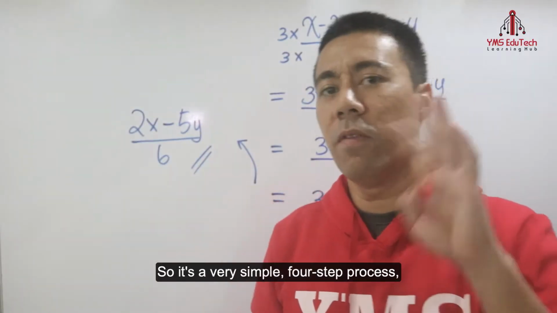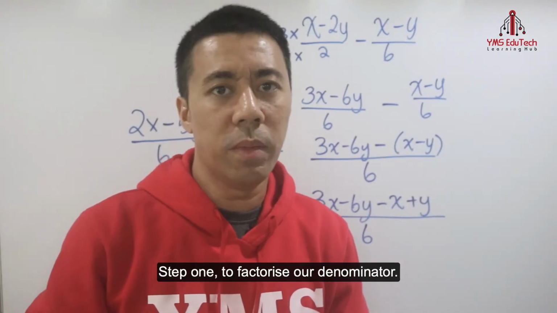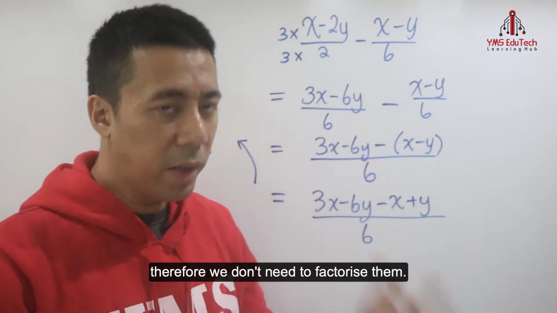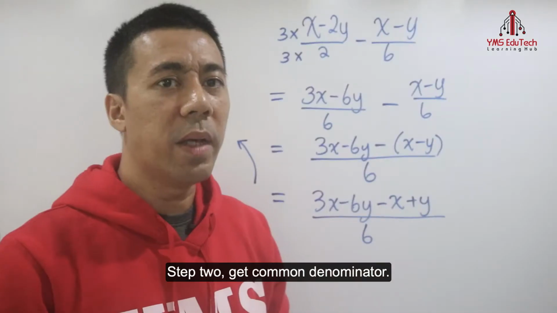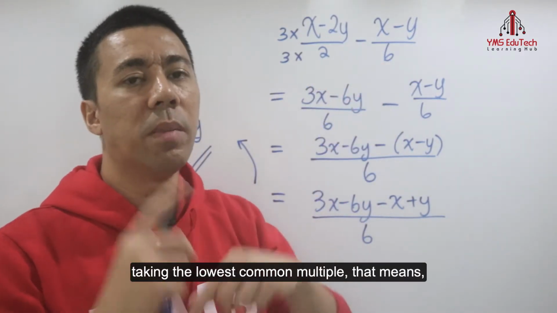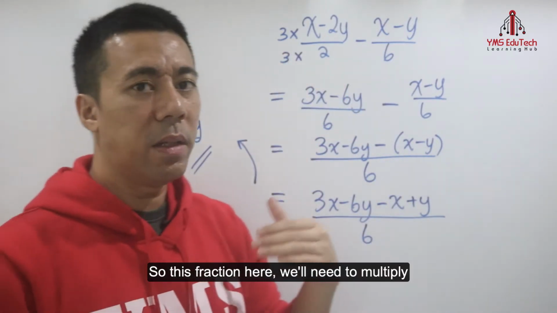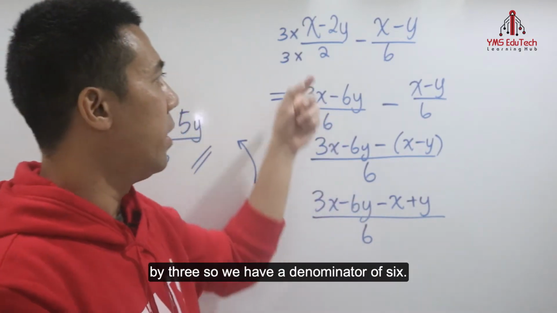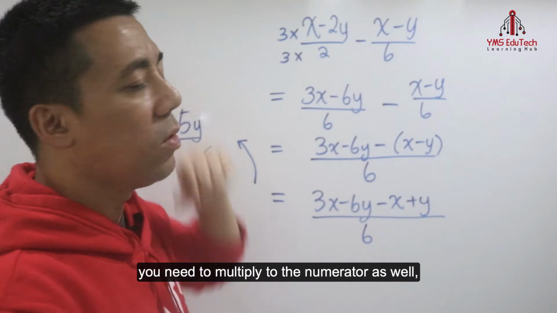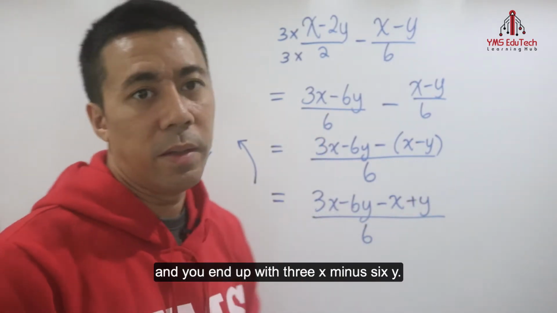So it's a very simple 4-step process. Step 1, to factorize our denominator. For this question, our denominators are numbers, therefore we don't need to factorize them. Step 2, get common denominator. So common denominator of 2 and 6, taking the lowest common multiple, that means it will be a number 6. So this fraction here, I will need to multiply by 3 so it has a denominator of 6. Whatever you multiply in the denominator, you need to multiply to the numerator as well. You end up with 3x minus 6y.